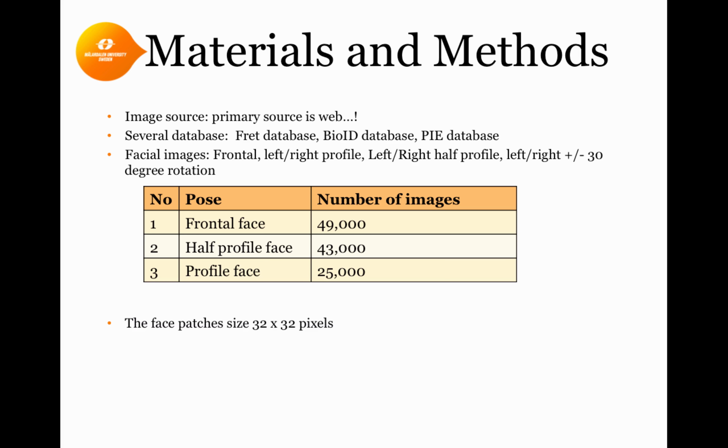For the CNN, the facial patch size, or the region of interest, is 32 by 32 pixels. The face detection has been conducted in two steps, where in the first step, the Viola and Jones method has been used as a primary face detection, and then the deep convolutional neural network, or DCNN, has been used for the final decision.